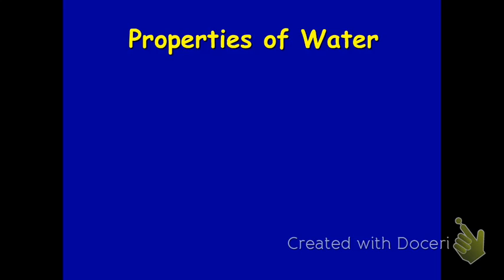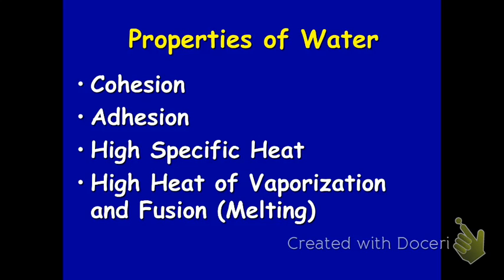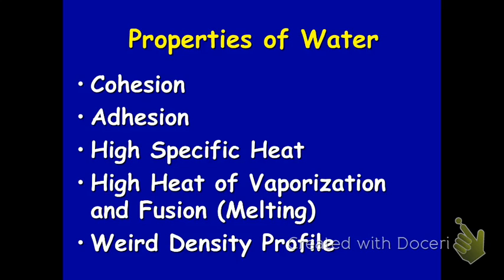Now, I've got 5 other properties here that are maybe not as something you would think of every day. Let me go through them really quick. We have cohesion, adhesion, high specific heat, and then something called the high heat of vaporization. This is sort of the energy required to go from a liquid to a gas, and fusion, the energy required to go between a solid and a liquid. And also, at the very end, we're going to talk about the weird density profile.